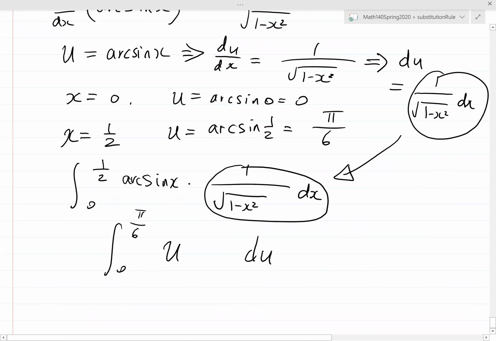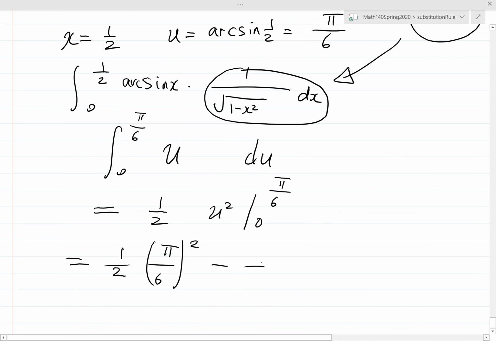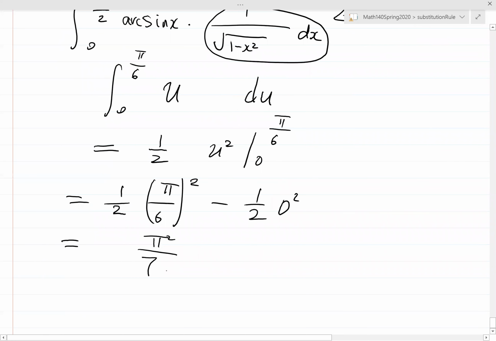So this will be 1 half u squared from 0 to pi over 6. So this is 1 half times pi over 6 squared minus 1 half times 0 squared. You can easily compute this: it is pi squared over 72. You're done.